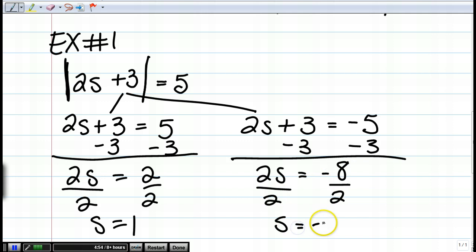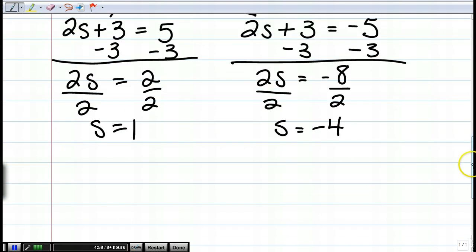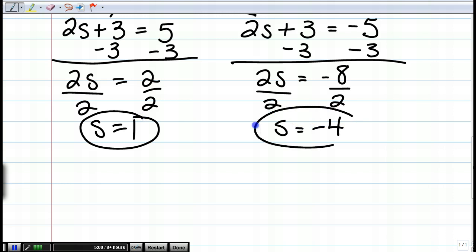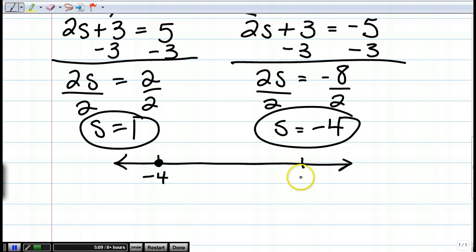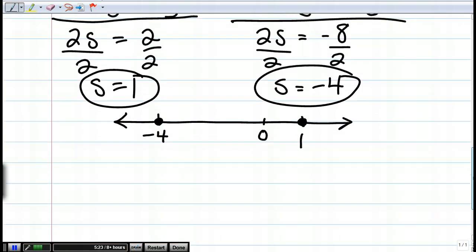s equals -4. And you would graph those on a number line, and these would be your answers, this one and this one, and they are equal to those numbers. So here's -4, so it's a closed circle because it is that number, and 1 because it is that number, and I always like to put where 0 is. So for me, you need to have at least 3 points on there so that I know exactly where your graph is for the test.